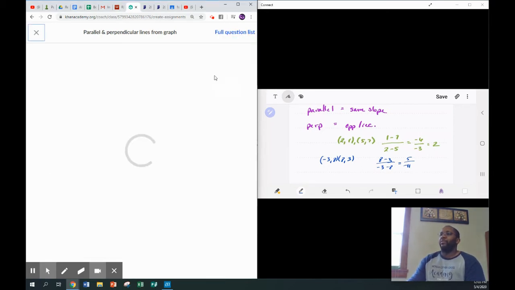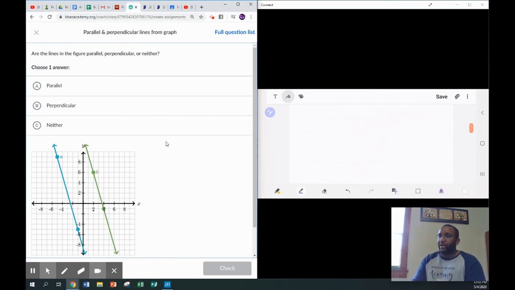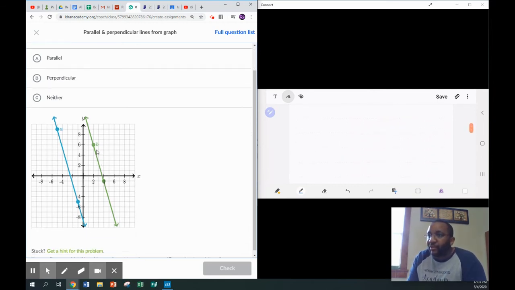Let me do one more. Let me do one that's actually live and ready to rock and roll. Okay, here we go. Are the lines in the figure parallel, perpendicular, or neither? Well, I would need to calculate the slope first. So look at this slope here. I go down, looks like down 7 to the right 2. So that's a slope of -7 over 2.